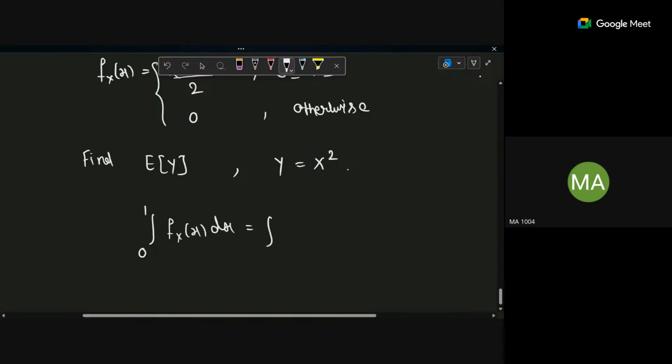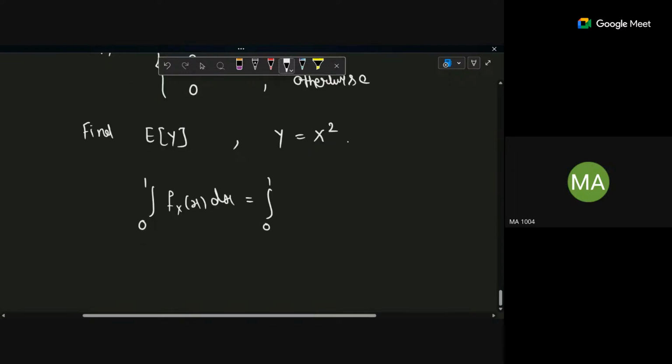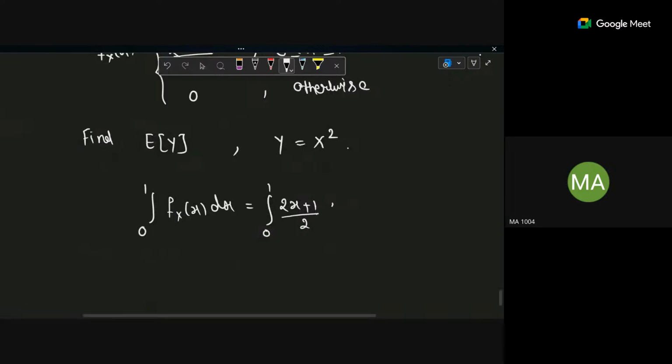So let's just integrate it to clarify the confusion. So fX of x is what? Twice x plus 1 divided by 2, right? dx. So that is, from 0 to 1, you can write it as x plus 1 by 2 dx, right?